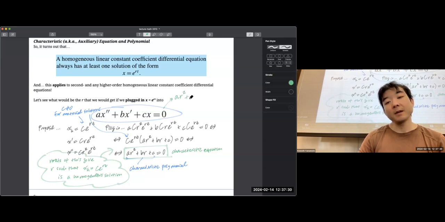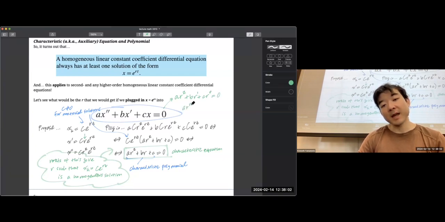And then b times x prime is just going to pop out an r, so that's br, plus c times x, but x is like the 0th derivative. So b times r raised to the 1, which you don't have to write but I'll just write, and then c r raised to the 0, which is equal to 0. This is the characteristic equation.